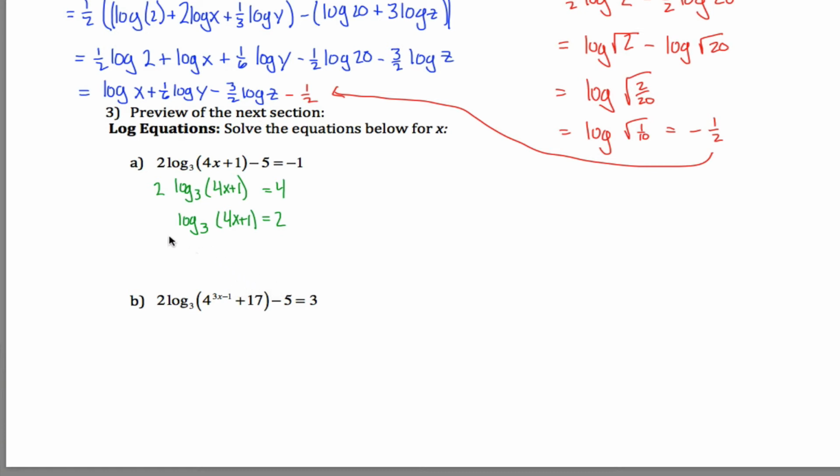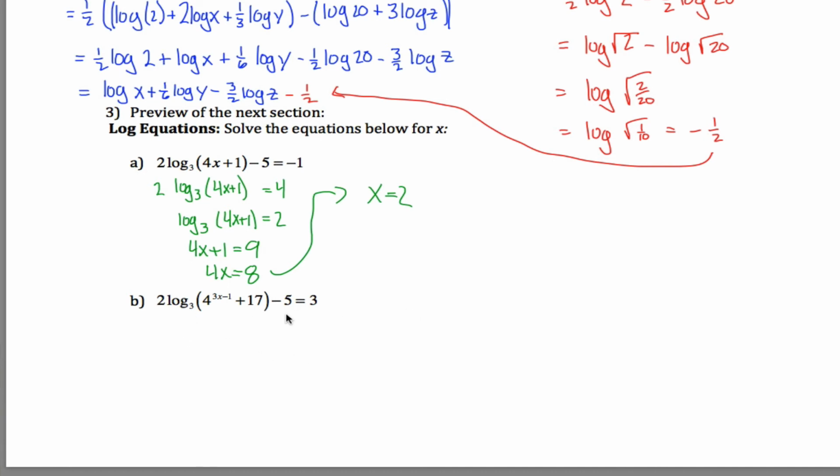More advanced way to do it is do 3 to both sides of the equation. 3 to all this stuff is just equal to 4x plus 1. 3 to this side of the equation would be 3 squared, which is 9. Subtract 1 from both sides of the equation, you got 4x equals 8, and therefore you got x equals 2.